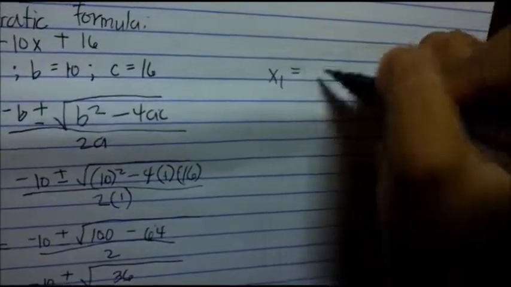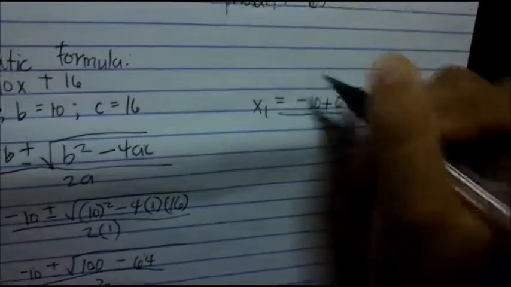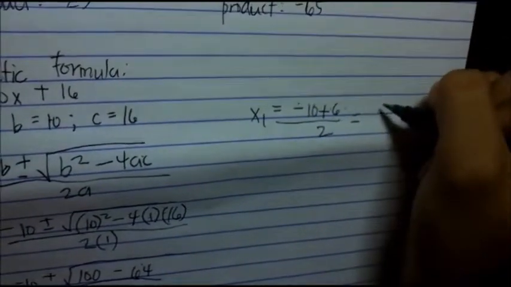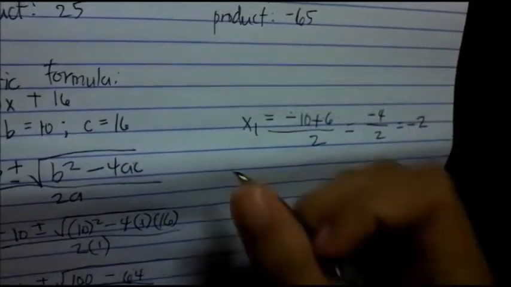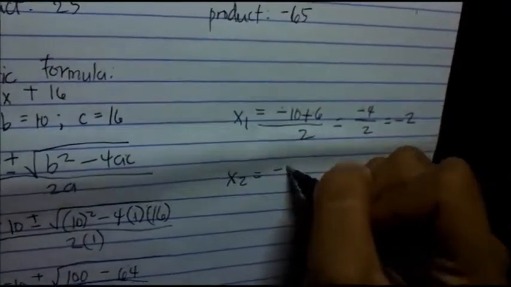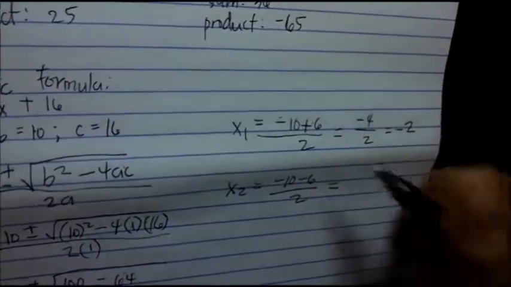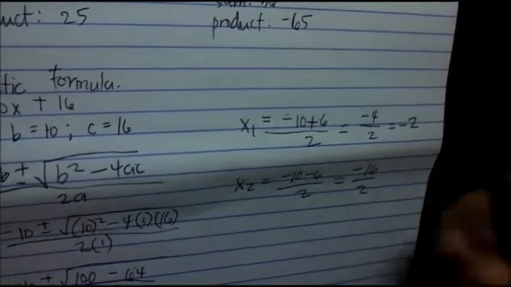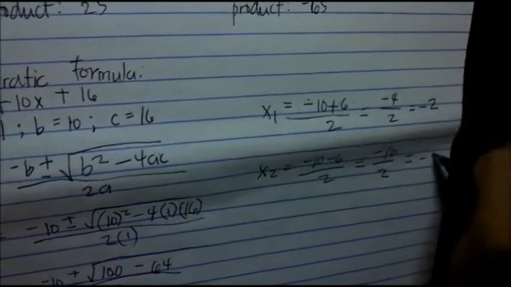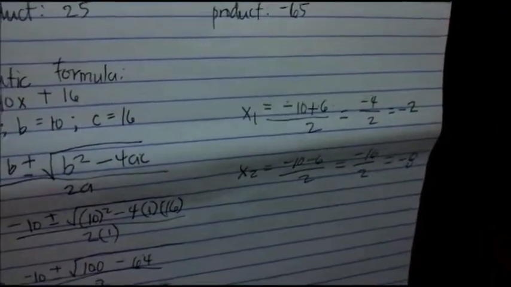So the x sub 1 is negative 10 plus 6 over 2. So negative 10 plus 6 is negative 4 over 2. So negative 2. So x sub 2 is negative 10 minus 6 over 2, which is negative 16 over 2. So negative 16 over 2 is equal to negative 8. So x sub 1 is negative 2 and x sub 2 is negative 8.